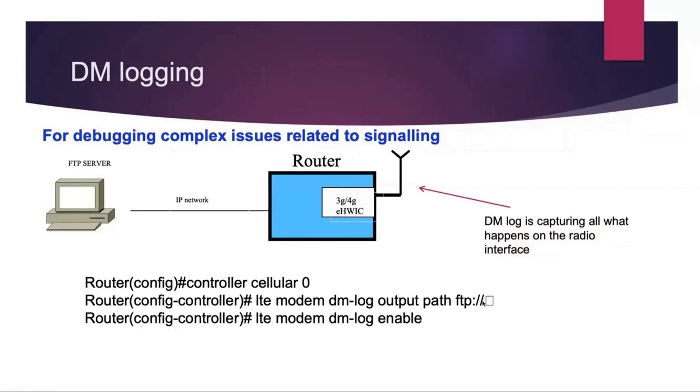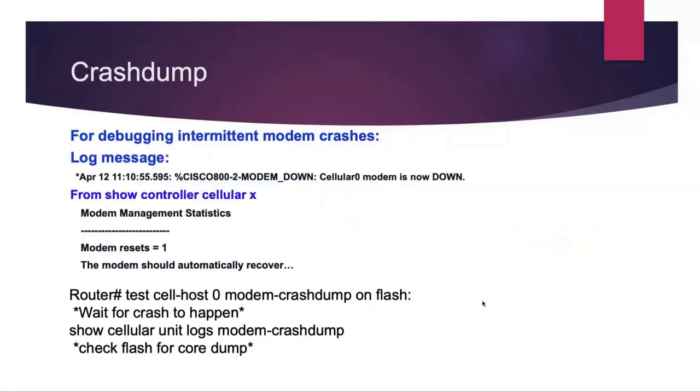So DM logging is mostly used in all cases where you see everything is fine in configuration, everything is attaching, it's in attached state, the service is okay, the RSSI is okay, and the ISP is also okay, saying I've provisioned this SIM, I think everything is fine. That is when we take DM logs to actually find out where the fault lies. So that is about DM logging.